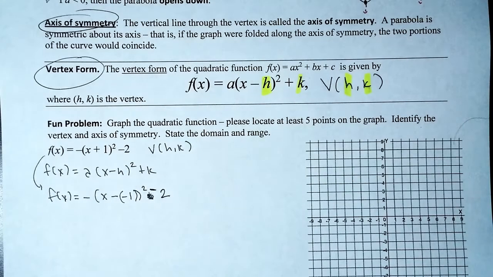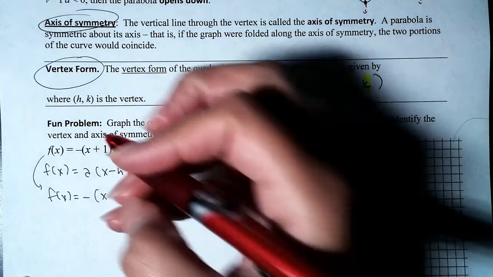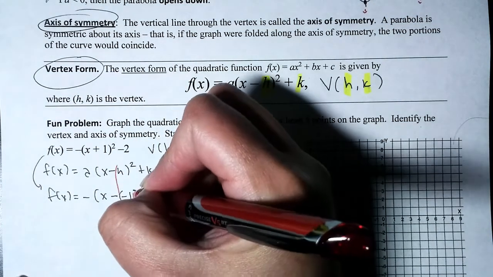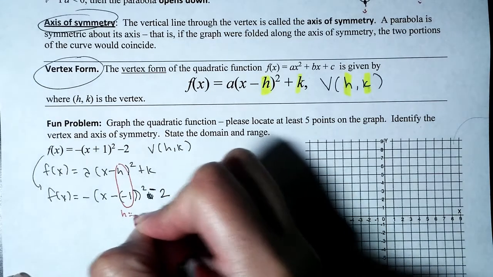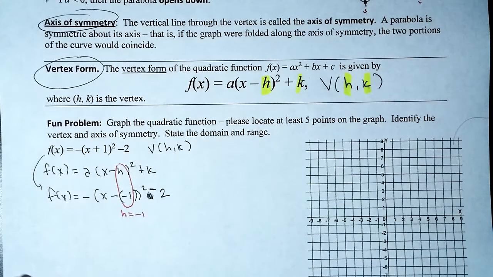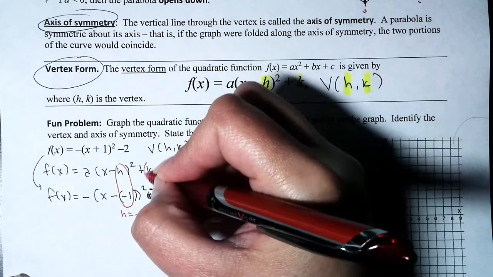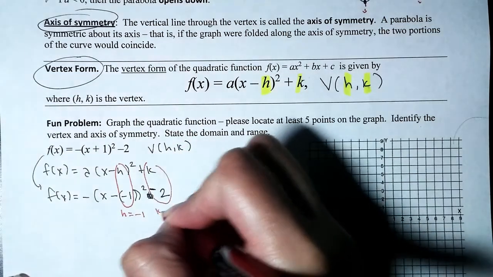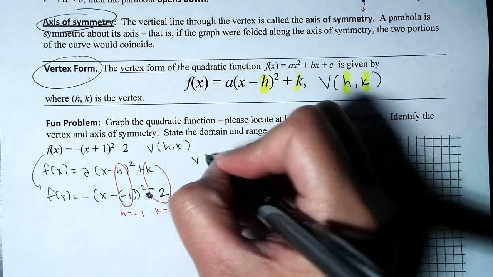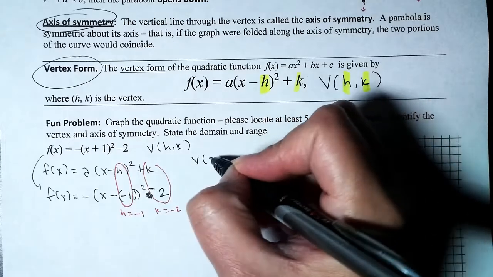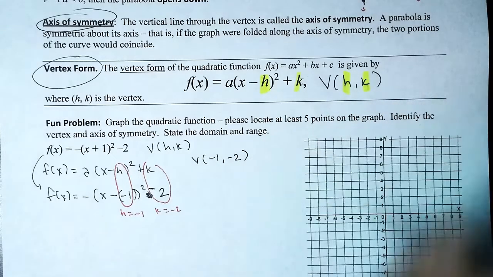So with that being said, let's identify h and k. Okay, so h is the number that follows the subtraction sign. The number that follows the subtraction sign is negative 1, so the value of h is negative 1. K is just that loose constant term, so that loose constant term is negative 2, so we have k equals negative 2. So let's go ahead and talk to ourselves. We're going to tell the world the vertex is given by (h, k), or (negative 1, negative 2).